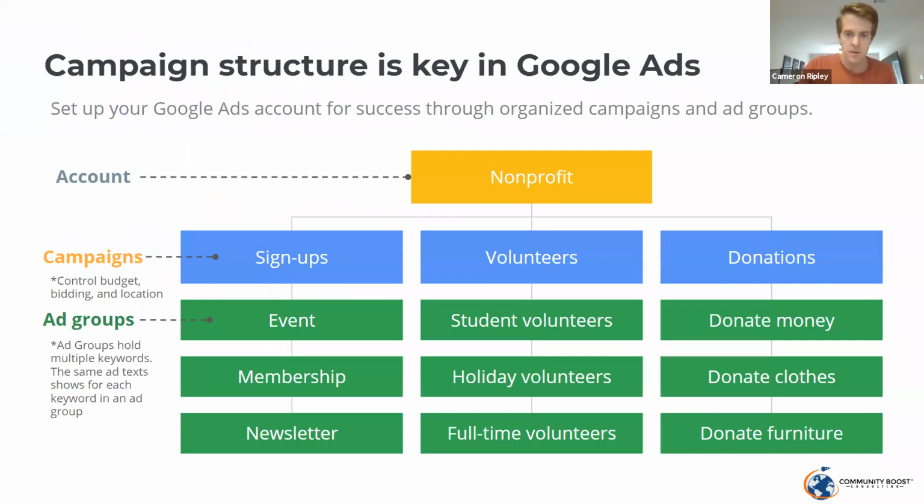So this is a very general breakdown of a campaign structure, right? So the account level is your organization, and then your different campaigns might have a certain call to action that you're focused on driving, right? Might be signups for a program, volunteers, and donations. At the campaign level, right, this is where you control budget and bidding and the location of these ads. And then at the ad group level is where you hold multiple keywords, and the same kind of ad text appears in that ad group.